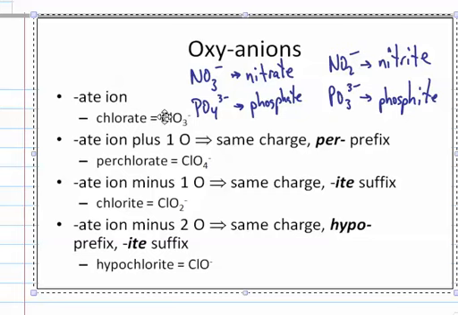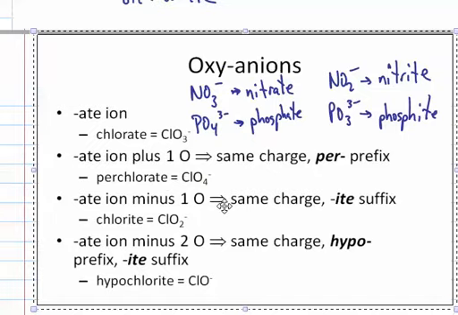So then if we add another oxygen to chlorate, we get perchlorate. That per means there's even more oxygens than the chlorate. And then we go down from chlorite, ClO2- with a 1- charge. If we remove 1 oxygen from that, we have hypochlorite, meaning fewer oxygens than chlorite. And notice again, it still has that 1- charge.